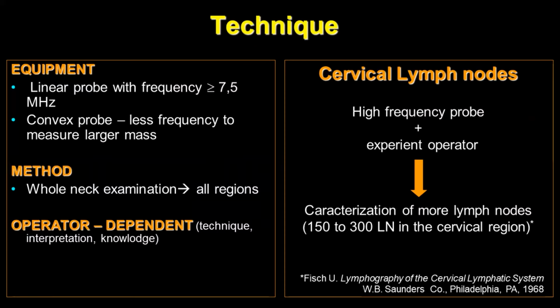Concerning technique, a linear probe with higher frequencies is appropriate for scanning cervical lymph nodes. When you have a bigger mass, we can use a convex probe with lower frequency. As we know, ultrasound is operator dependent and depends on technique, interpretation, and knowledge of what we are scanning. When you have a high frequency probe and an experienced operator, we can characterize more lymph nodes in the cervical region.